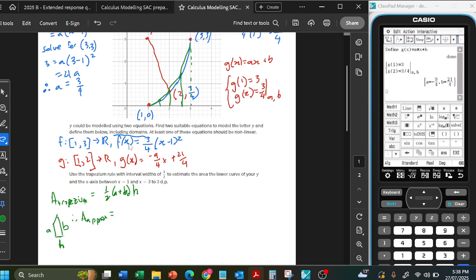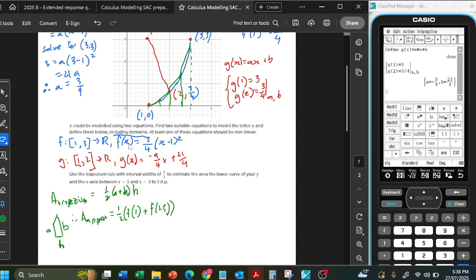Our approximation is going to be equal to, let's consider the first trapezium. So we've got this factor of a half. A, so the value of a here for this little trapezium is clearly 0, but we'll just formalize it a little bit. It's the function f, which is our blue function here, with an input of 1. And our value for b is our function f with an input of 1.5, right?